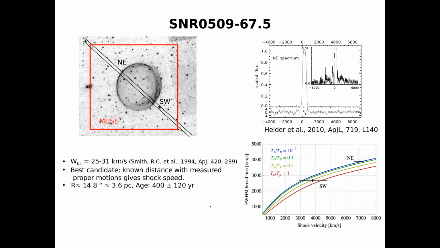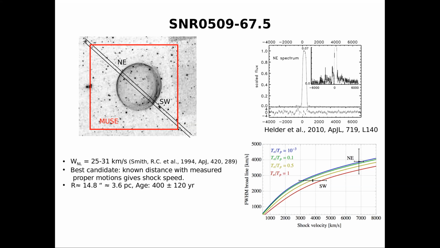It was observed before, so the broad component was extracted from this long slit, and only for the two smaller regions, the northeastern part here and the southwest region here. And you can already see that the southwest part is very complex in terms of geometry, because you see projected shocks here.